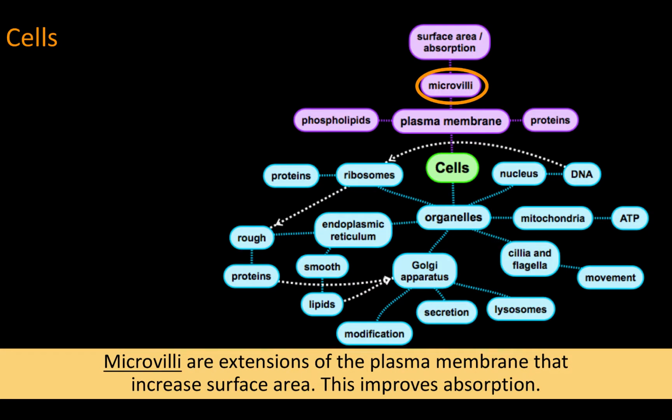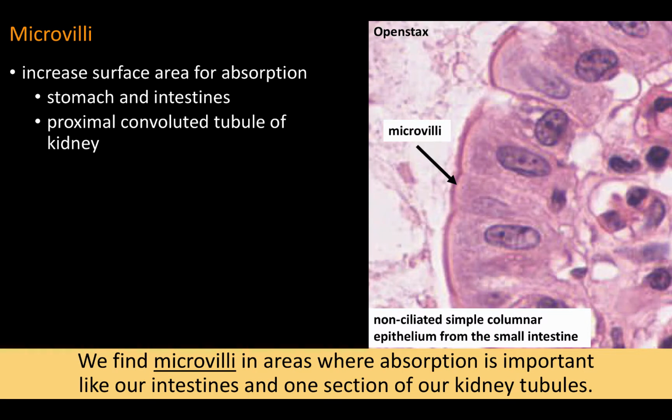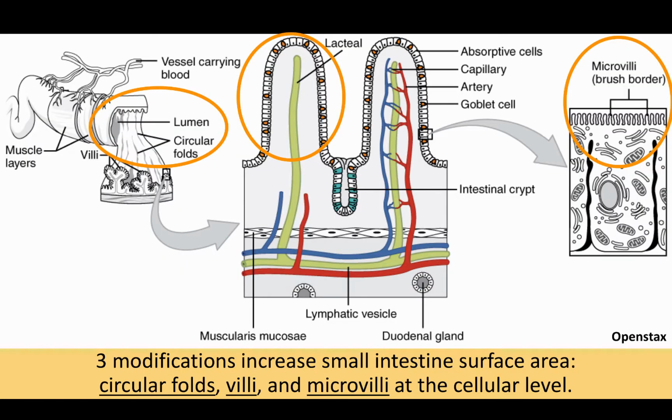Microvilli are extensions of the plasma membrane that increase surface area. This improves absorption. We find microvilli in areas where absorption is important, like our intestines, and one section of our kidney tubules. Three modifications increase small intestine surface area: circular folds, villi, and microvilli at the cellular level.